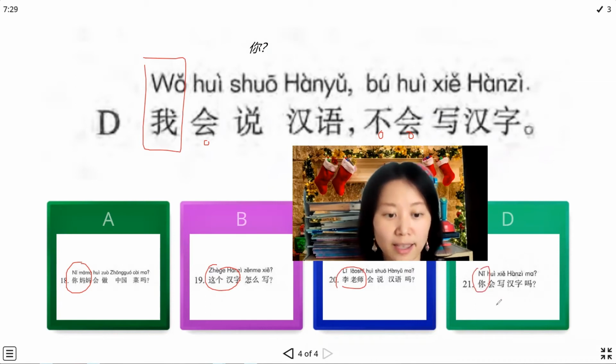And this dialogue is 你会写汉字吗? Can you write a Chinese character? And the answer is 我会说汉语, I can speak Chinese. 不会写汉字, I cannot write Chinese character. Okay, and the correct answer is D.